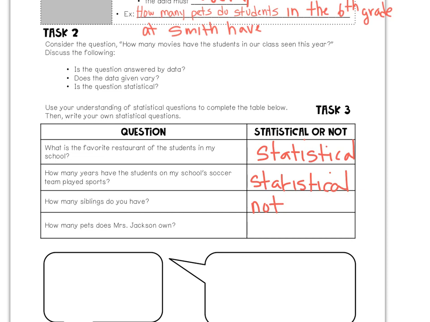How many pets does Mrs. Jackson own? Okay, will it be answered by data? Sure, I'll get a number. Will my answers vary? No, because I'm only asking one person. So this is not statistical.